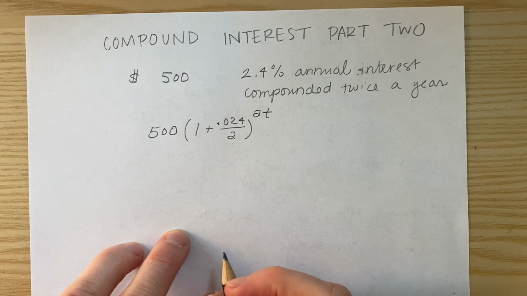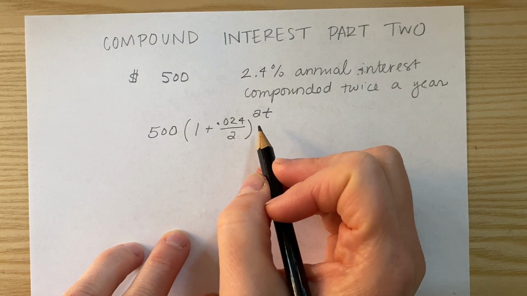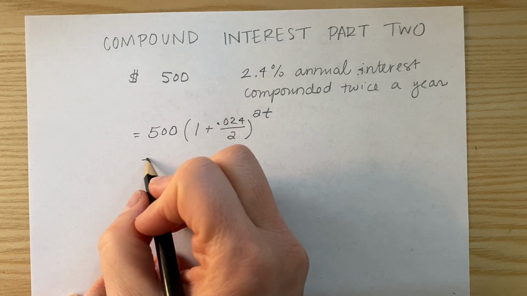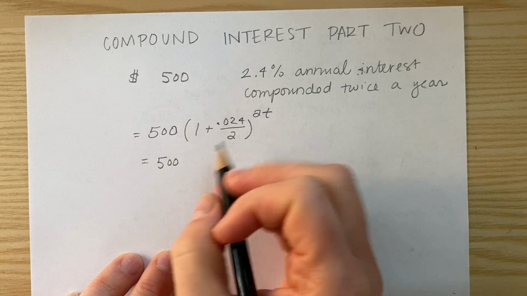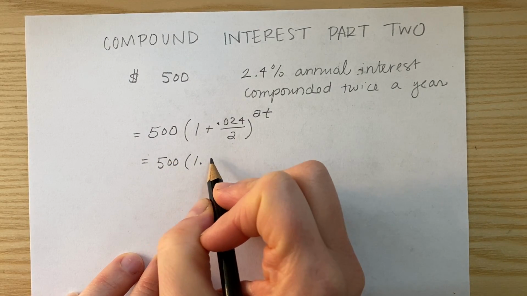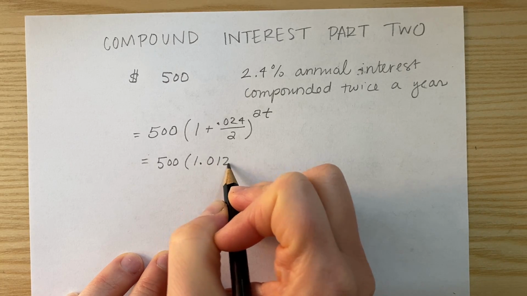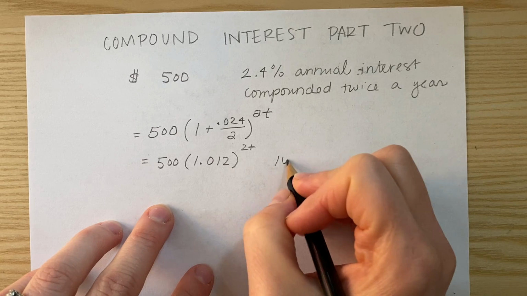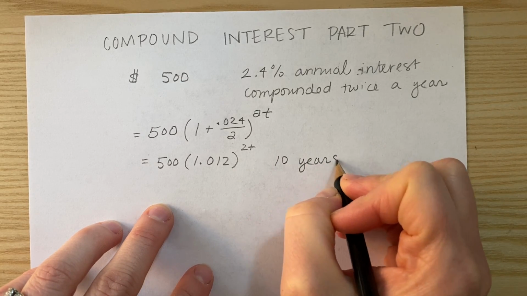So we're going to say 2t. Now I use t for time rather than x. It doesn't matter. It's all the same. So that's going to be 500 times 1.012 to the 2t. And now let's say I want to find out how much I have after 10 years.